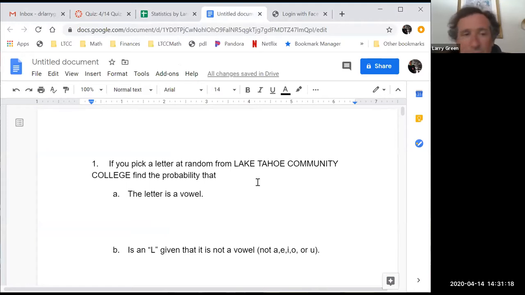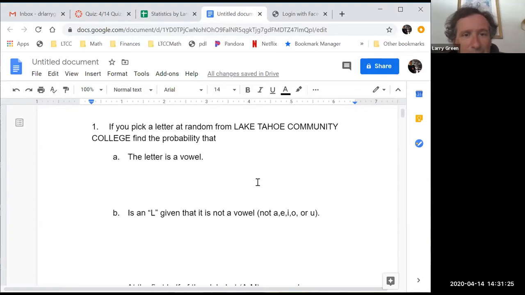Okay, so now I have some problems for you guys, and these are probability problems. What I want to do is give you a little bit of time first to try it, and then I'll go over it. So let's look at 1A.